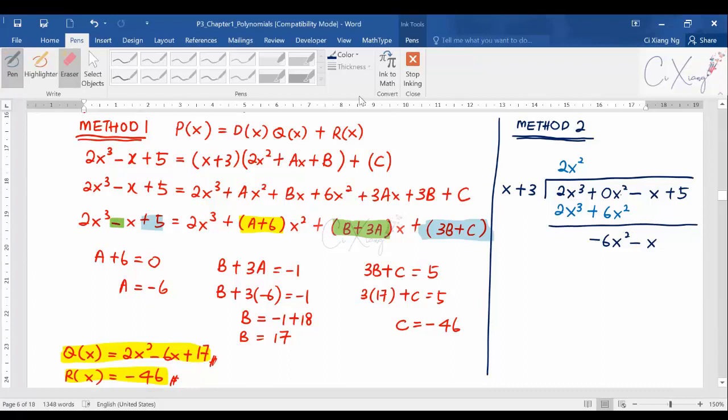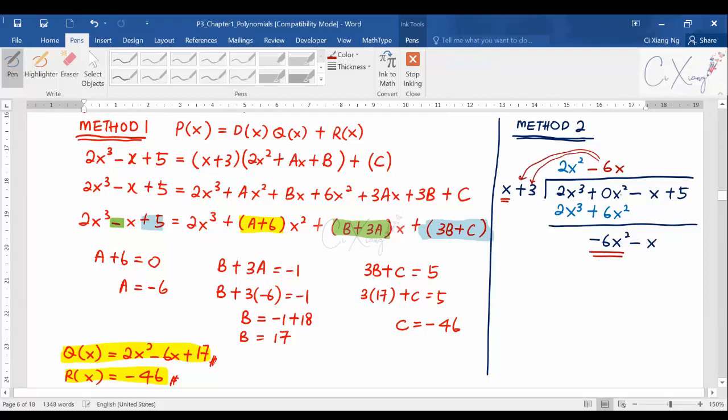Again, now you refer to the first term. Now you have x and also negative 6x squared. Something multiplied with x to get negative 6x squared. So what is the something here? It should be negative 6x. So negative 6x multiplied with x gives negative 6x squared. Correct or not?